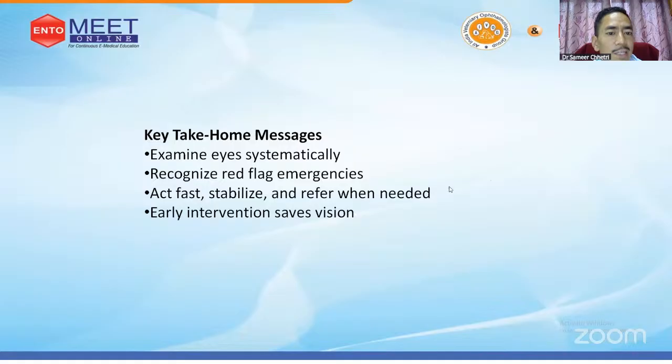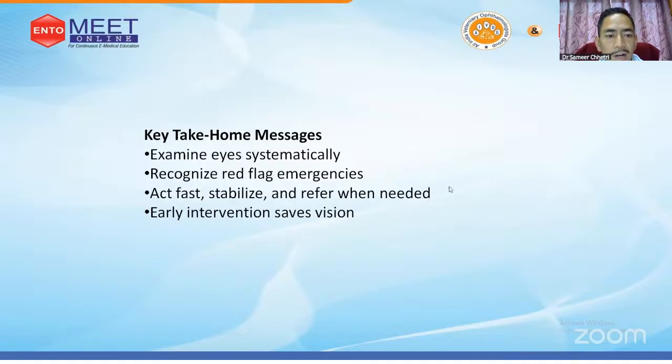So the key take-home message, I would say: examine eyes systematically, from outside to inside. Recognize the red flag emergencies that need a vet ophthalmologist immediately, like deep corneal ulcer, anterior lens luxation, uveitis, or proptosis. All these red flag emergencies need to be addressed.